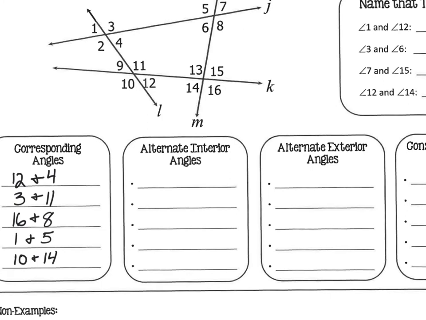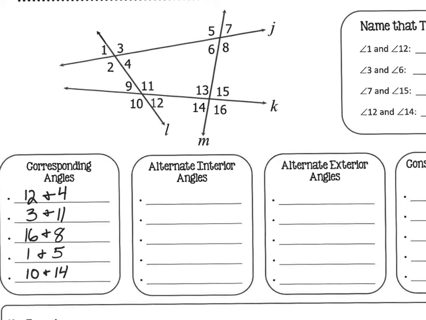Okay. Alternate interior angles. So let's start here. These are interior, right? So what would be my 2 sets of alternate interior angles there? So you want ones that go like this. So opposite. Remember, this word alternate means opposite. Good.